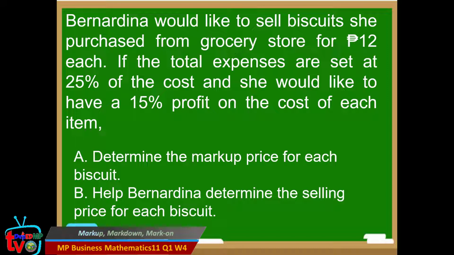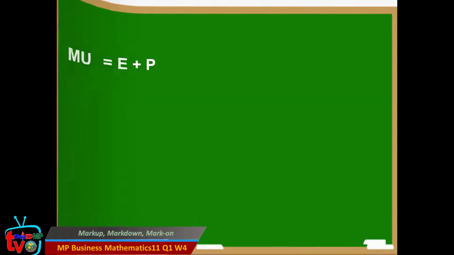Based on this problem, we know that there are two formulas for markup. One is the selling price minus the cost, and the other is expenses plus profit. Now in this problem, the selling price is not given, but we know that there are expenses and profit that we can actually use in our formula. So based on that, we will make use of the formula expenses plus profit.